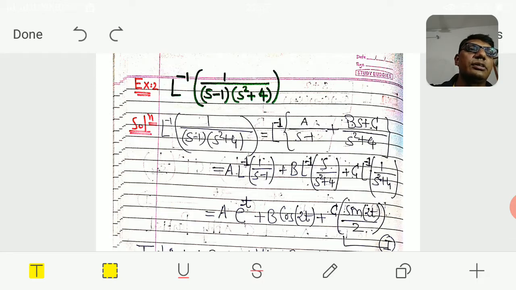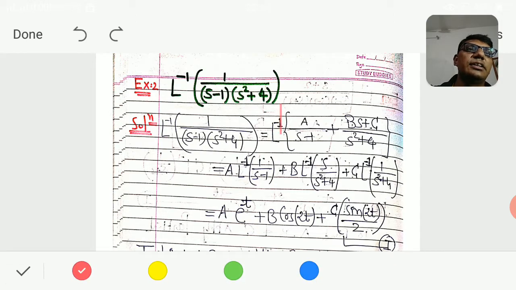So we separate these terms like this: a upon s minus 1 plus bs plus c upon s square plus 4. Now separate each term: a comes outside, and L inverse of 1 upon s minus 1, plus b L inverse of s upon s square plus 4, plus c L inverse of 1 upon s square plus 4.